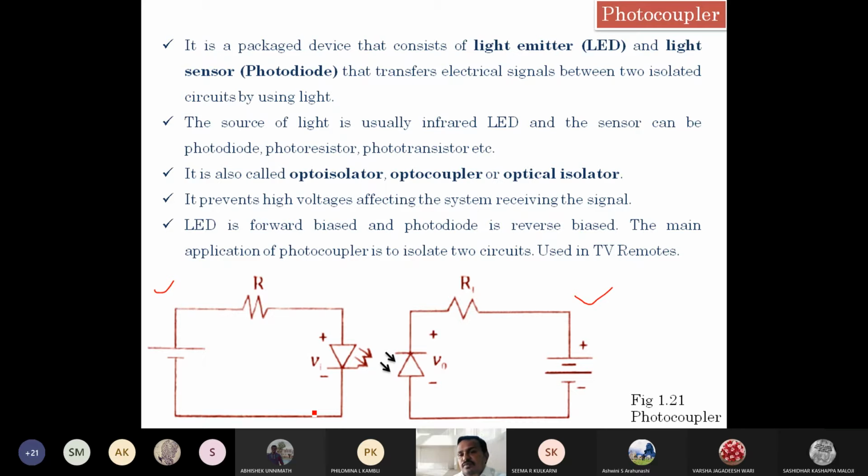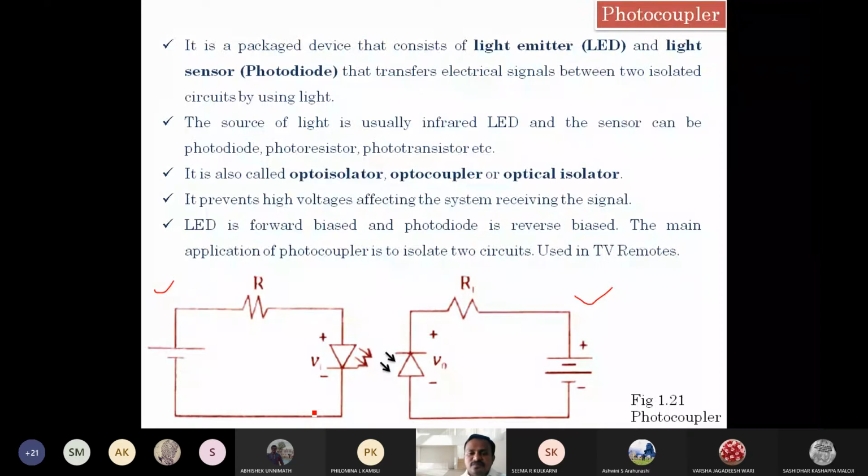So it is also called opto-isolator or optocoupler or optical isolator. So different names are used by different authors. The photocoupler may be called opto-isolator, optocoupler, or optical isolator. So it prevents high voltages from affecting the system receiving the signal. So it is used for preventing the high voltages which are going to affect the circuit. And the LED is forward biased and the photodiode is reverse biased. Obviously, we need to use these components in the respective biasing circuit. That's why those are in respective bias conditions.